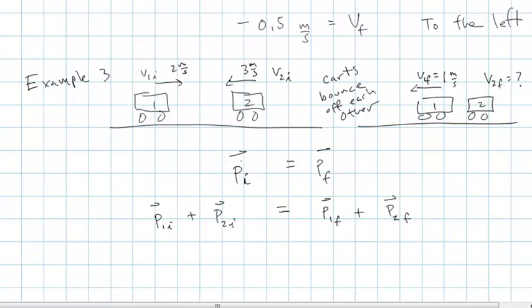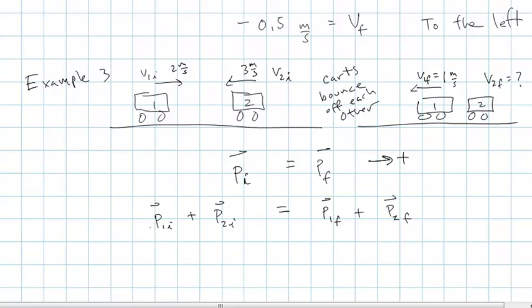Now, what you have to do is account for every object in your system. I have two objects in my system initially, so I have two momentum terms on the left side of my equation. I have two objects in my system at the end this time. In the previous examples, I only had one object in my system at the end because they had combined together to form one. Now they don't do that. They bounce off each other. I have two objects after the collision, so I have two terms on the right side of my equation for my momentum. Let's call to the right positive and put some numbers in here.